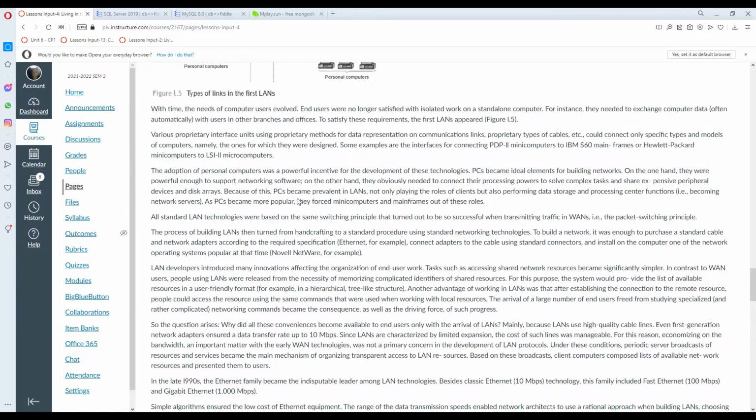microcomputers. The adoption of PCs was a powerful incentive for the development of these technologies because they became ideal elements for building networks. On the one hand, they were powerful enough to support networking software. On the other hand, they obviously needed to connect their processing powers to solve complex tasks and share expensive peripheral devices in these arrays. Because of this, PCs became prevalent in LANs, not only playing the roles of client, but also performing data storage and processing center functions, becoming network servers. As PCs became more popular, they forced mini computers and mainframes out of this role.